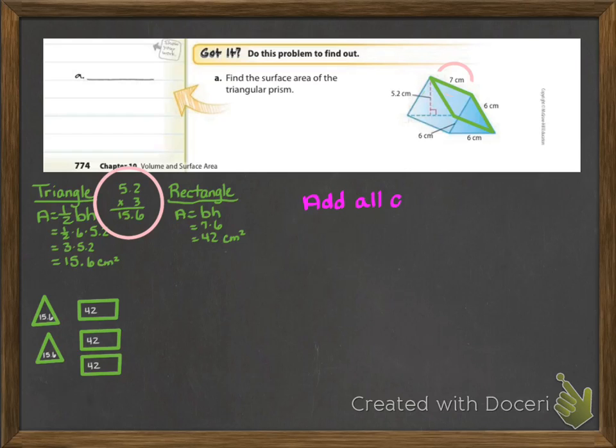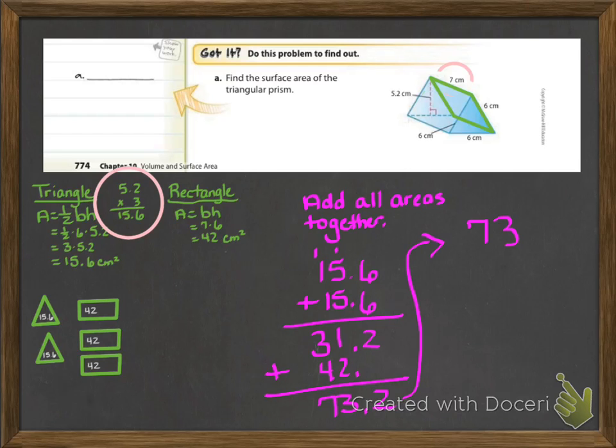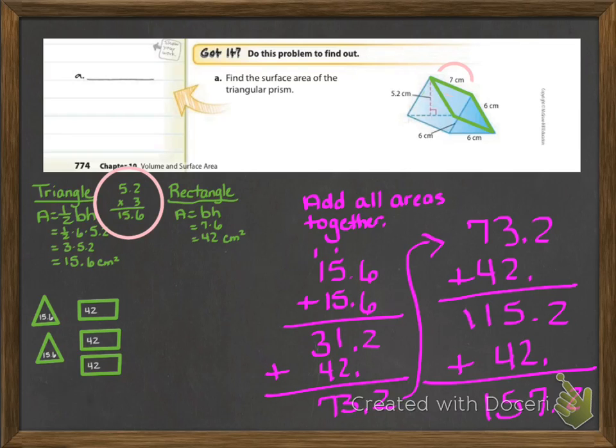So of course what we have to do next is make sure that we add all our areas together. You can see here that I added my first 2 triangles together. Now I'm going to add my rectangles together, giving me a final answer of 157 2/10 centimeters squared. So it took a little bit of work, but it really wasn't too bad because the numbers weren't that bad for this example.